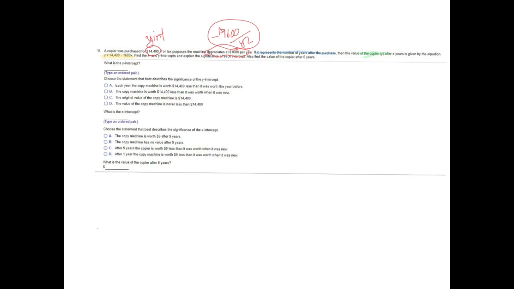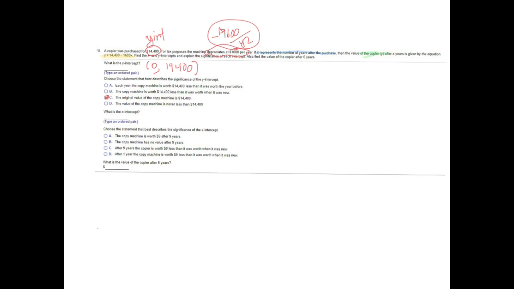For this particular problem, we don't have to do anything. Our y-intercept, when x is 0, when time is 0, when the copier is purchased, the value of it was 14,400. And so what that tells us is that it is C, the original value of the copy machine.